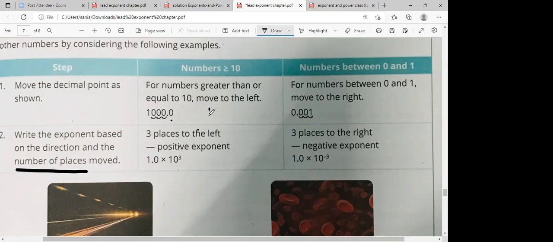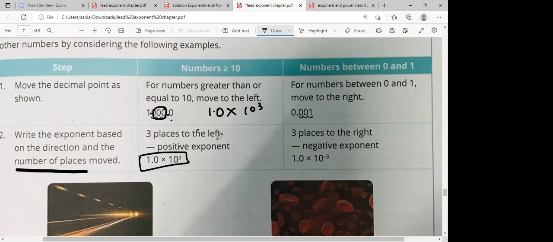Okay. So now it is 1.0, is it? Because you shifted this decimal till here, right? So it is 1.0. Multiply by how many zeros were there after this? So it was 3. So it will be 10 raised to the power 3. Clear? This is the standard form.